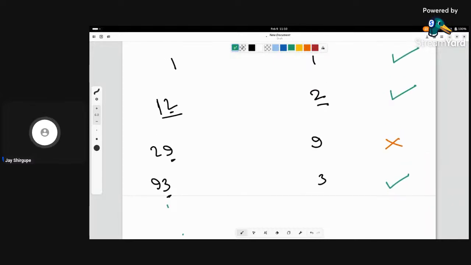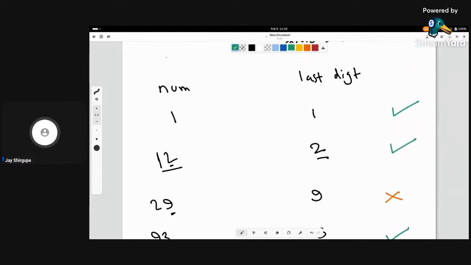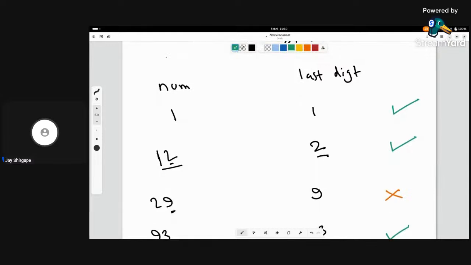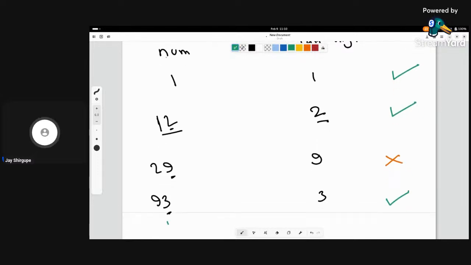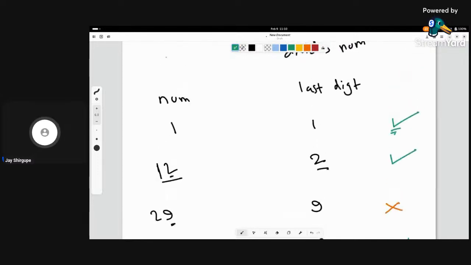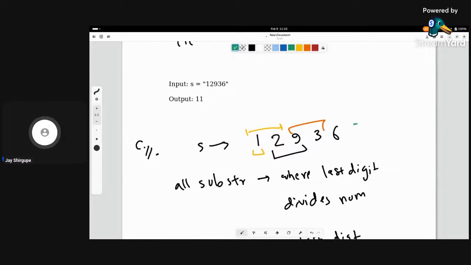You can basically iterate over all substrings and find out that there are 11 such substrings which are good, where the last digit divides the number formed. We had to find the number of good substrings, and for this, the answer was 11.